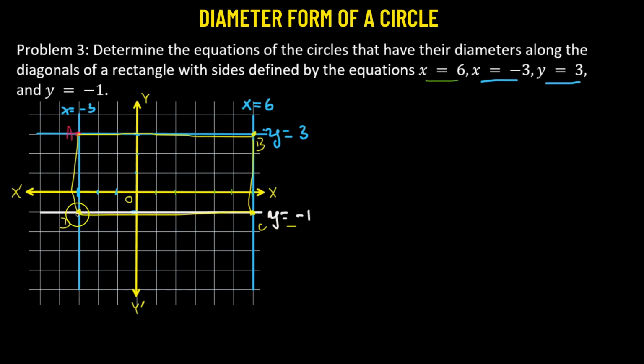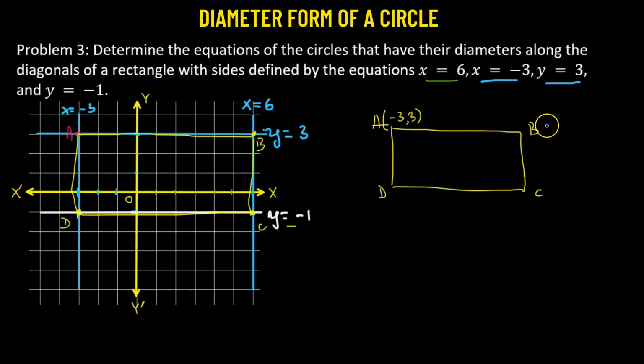Now that we have the rectangle, the next task will be to find the coordinates of the vertices. So this is our rectangle ABCD. That's very simple. To find the coordinate of point A, all you have to do is find the intersection of the lines y equals 3 and x equals negative 3. So the x coordinate is negative 3 and the y coordinate is positive 3. Then to find the coordinate of point B, we need the line x equals 6, which gives the x coordinate, and y equals 3, which gives the y coordinate. So (6, 3) is the coordinate of point B.